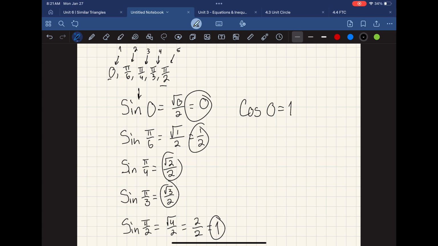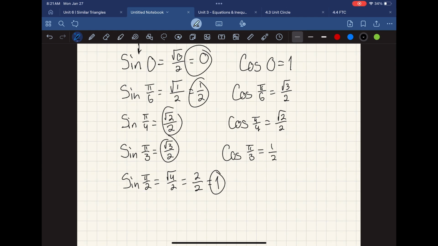But then over here you've got cosine of pi over 6. Well, if sine is 1/2, cosine is going to be √3/2. If sine is √2/2, cosine is going to be the same thing, √2/2. Sine of pi over 3 is √3/2. Well, cosine of pi over 3 is going to be 1/2 then. That's all we're doing. When sine is 1, cosine is going to be 0.